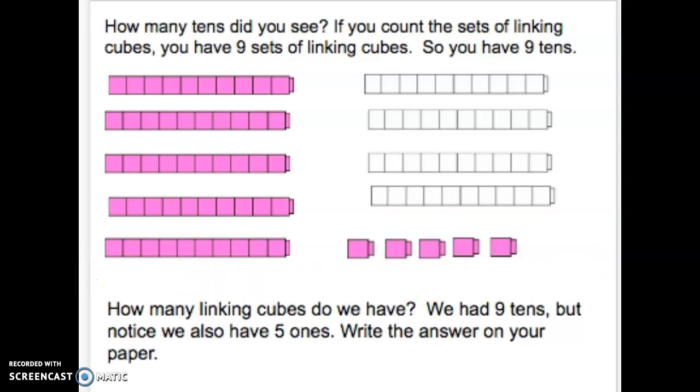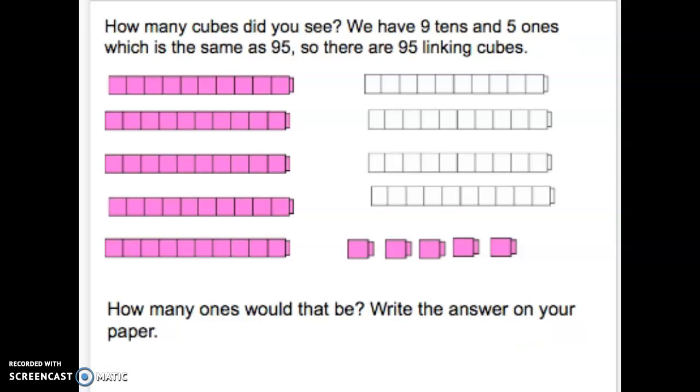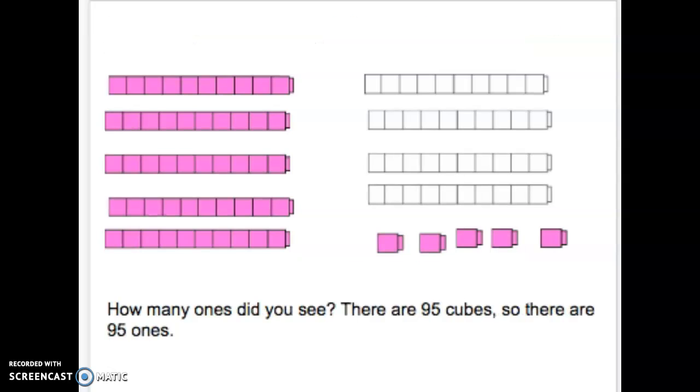Write the answer on your paper. We have 9 tens and 5 ones, which is the same as 95. So there are 95 Lincoln cubes. How many ones would that be? There are 95 cubes, so that means there are 95 ones.